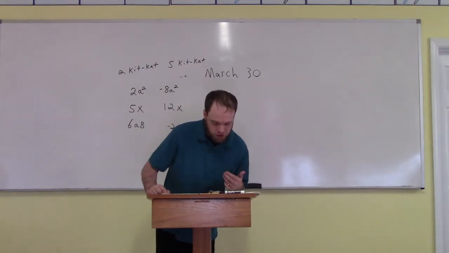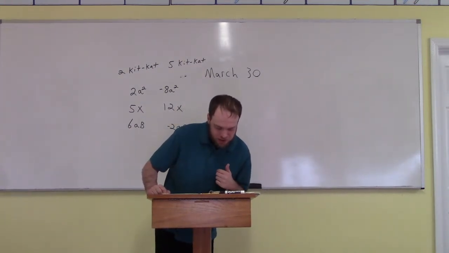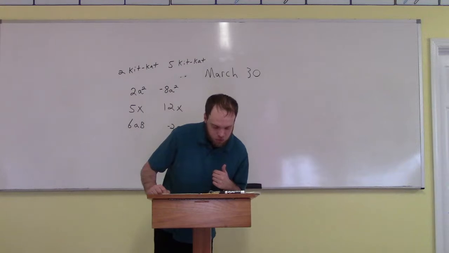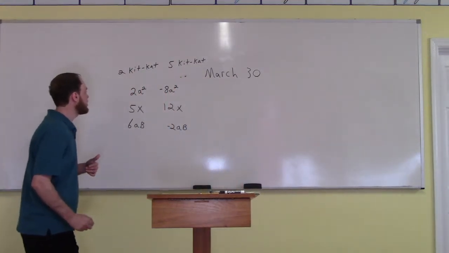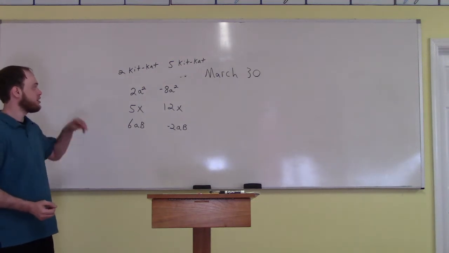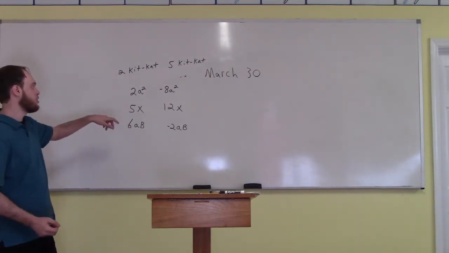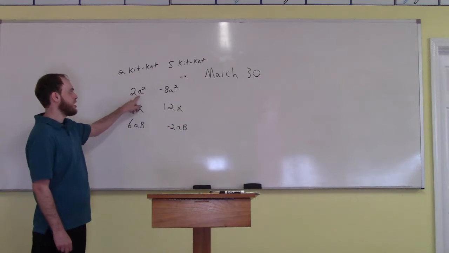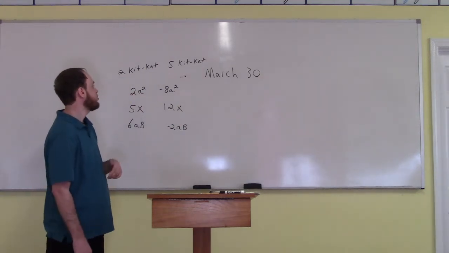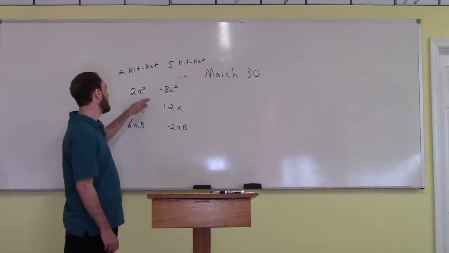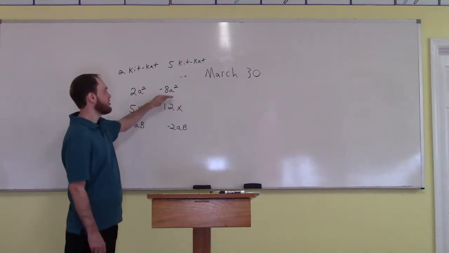And so the first term is a like term, and that is a term that has the same variables raised to the same exponents. And so that sounds a little bit complicated because we haven't really done a whole lot with exponents, but if you've noticed, I've written some up on the board here. So the first one is 2a squared and negative 8a squared. And so what you need to pay attention to is that this a squared part, notice how the a squared is exactly the same.